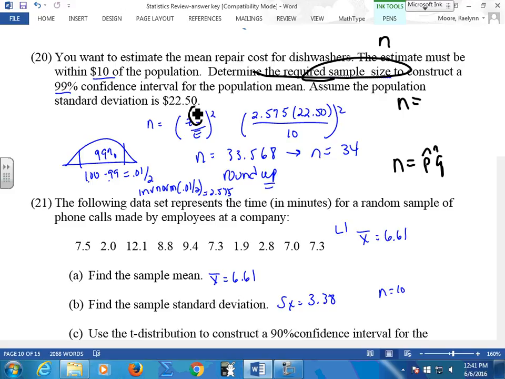So you're going to put this information in. This is your margin of error. Usually wherever it says within, that's your margin of error. And you're going to calculate what your sample size should be. And you need to round up. Make sure you round up. There is no formula sample size for a t-score.